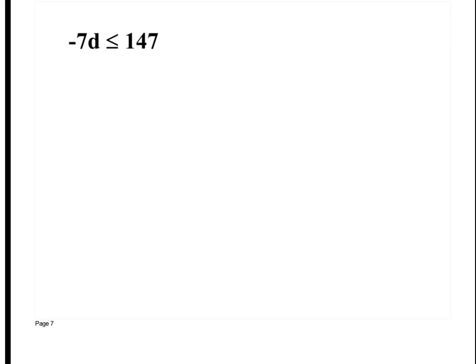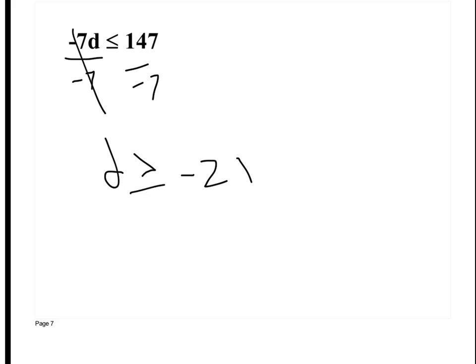Negative 7 times D is less than or equal to 147, so I have to divide both sides by negative 7. D, and then 147 divided by negative 7 comes out to negative 21. Does my sign stay the same or does it change? It changes because I'm dividing by a negative number. For this to remain a true statement, I have to flip my sign. If I did not, it would not work out right. Any questions?